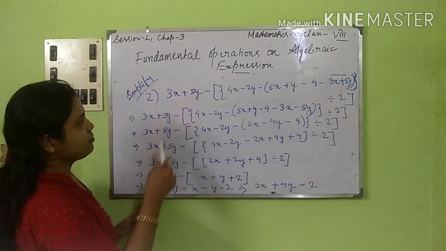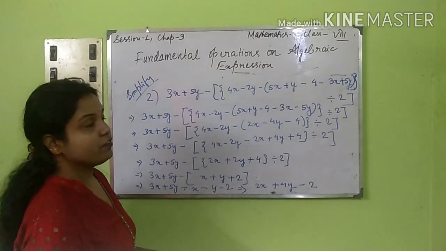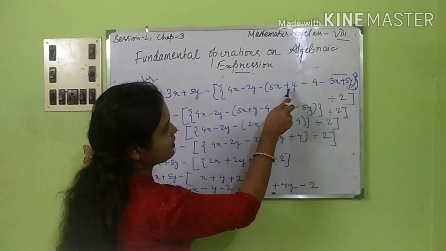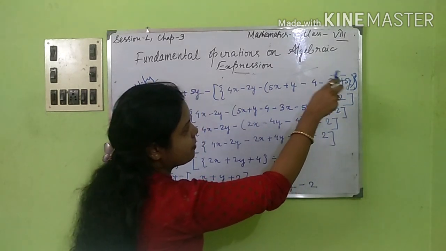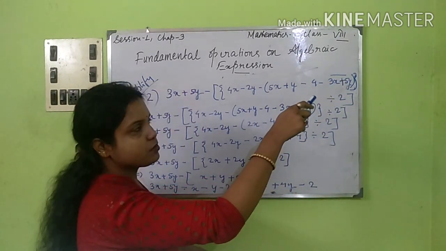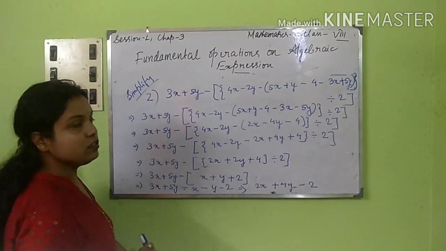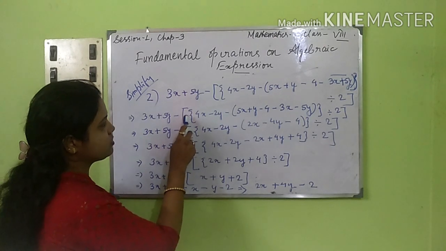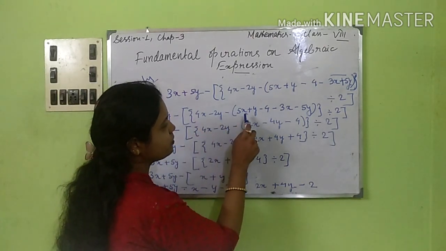Now, the second example we are having here: 3x plus 5y minus, you can see the third bracket, then the second bracket 4x minus 2y minus, first bracket 5x plus 4y minus 4 minus 3x plus 5y with a bar over that, close the first bracket, then the second bracket divide 2, third bracket close. Now, this is the sum.